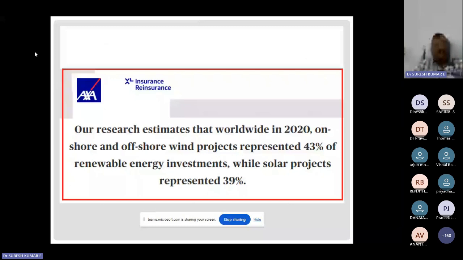With this, I am closing. That is the insurance, reinsurance statement. Our research estimates that worldwide in 2020, that is four years back, onshore and offshore wind projects represented 43% of the total renewable energy investments. At the same time, solar projects are below that, 39% only of the total renewable energy scenario. Around 50%, that is 43%, is from wind energy. So extensive study is required because it may vary.